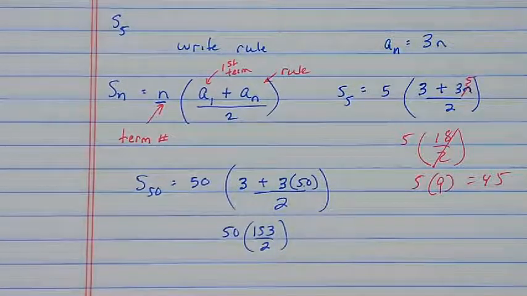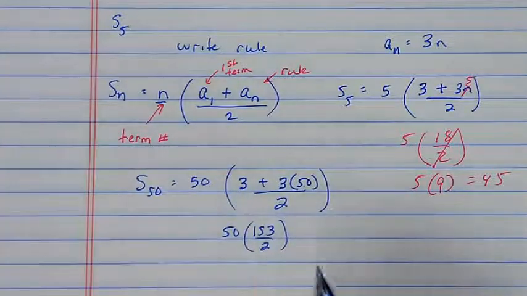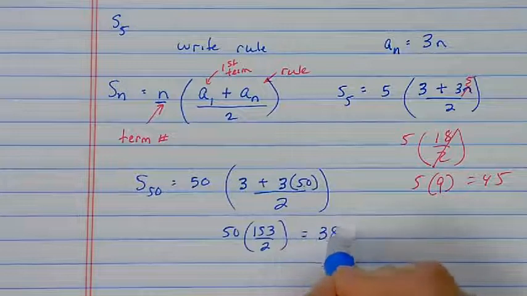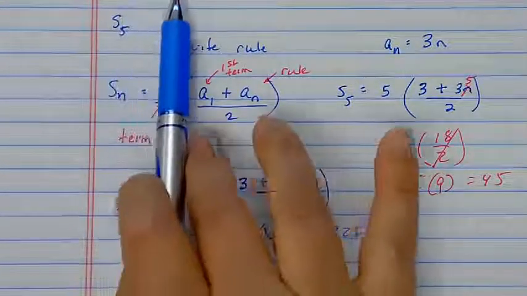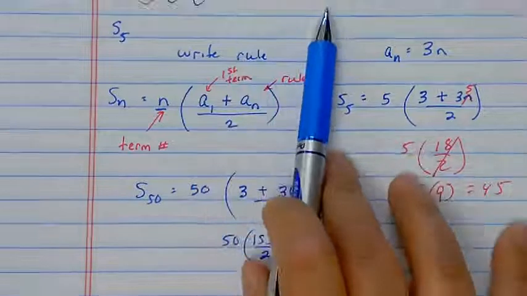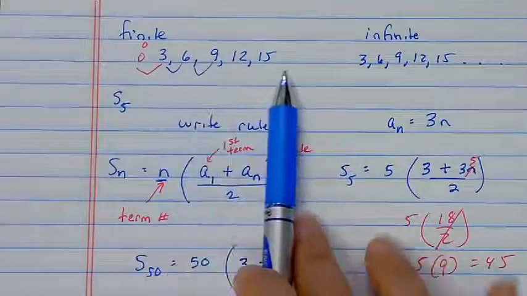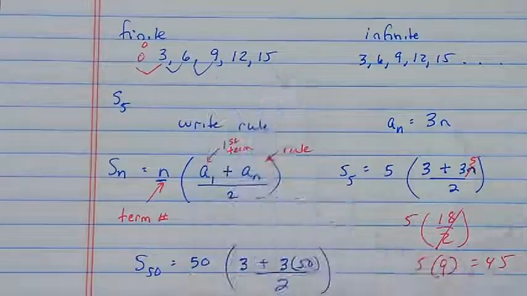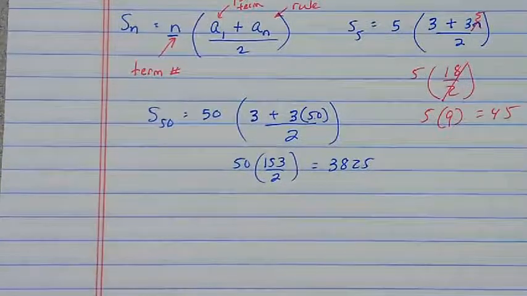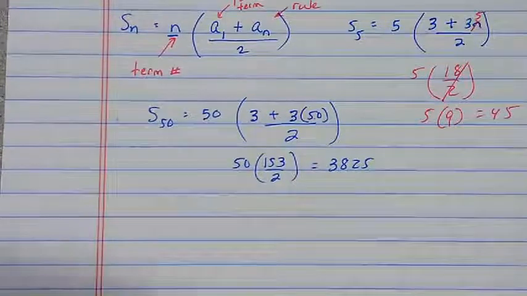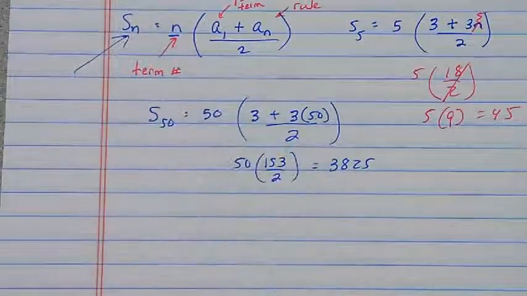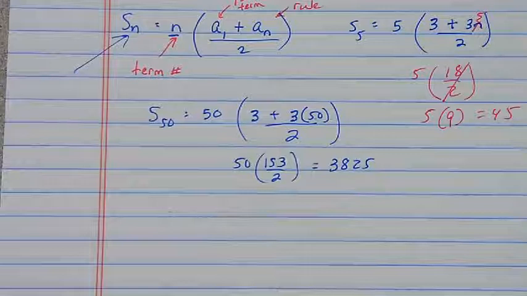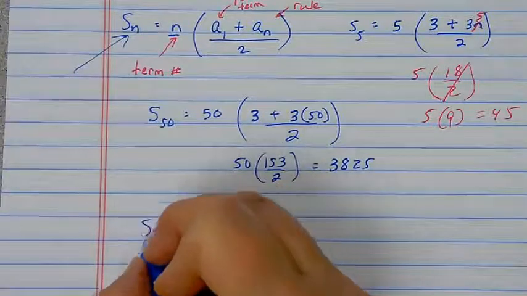And if I multiplied that out, I would get 3,825. So if I kept writing these out until I got to 50 numbers and I added them all together, the sum would be 3,825. Now, this is one method of finding the sum. There's another method that you can use on your calculator, and it's called summation notation.